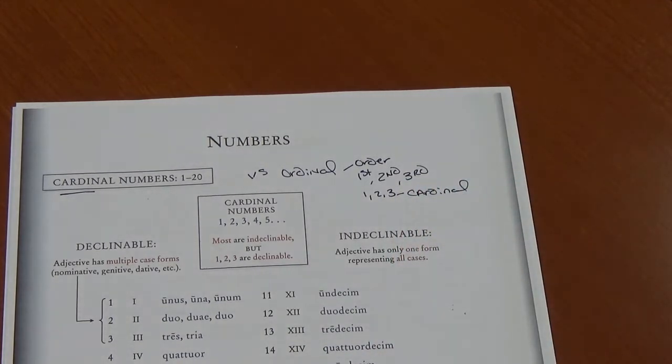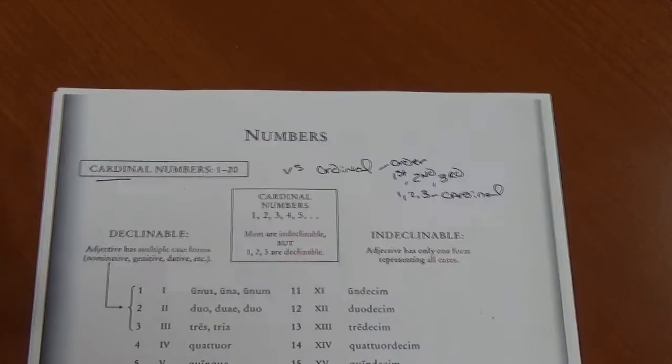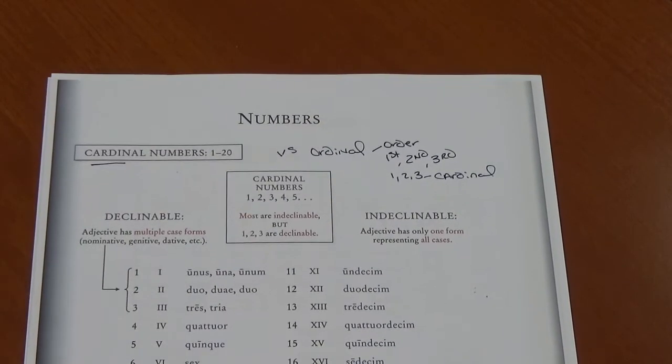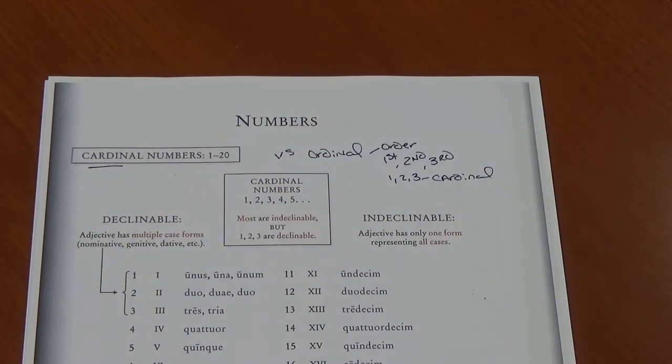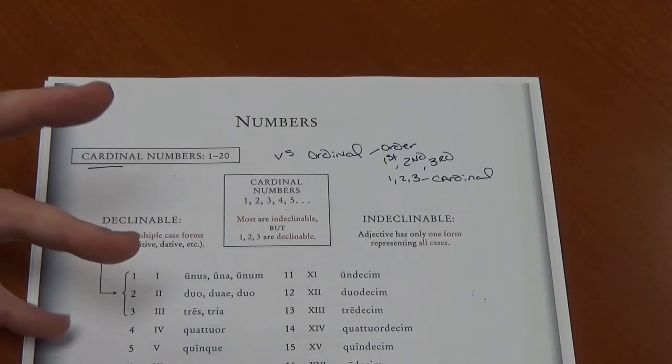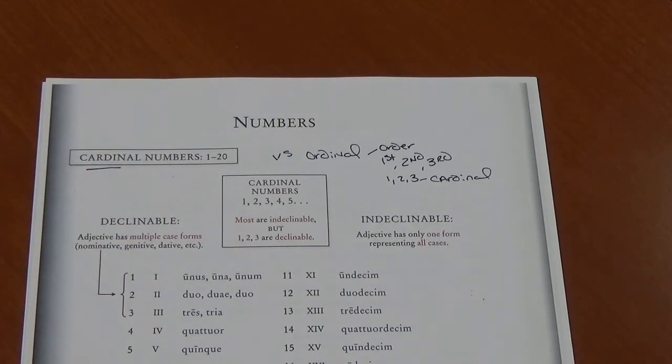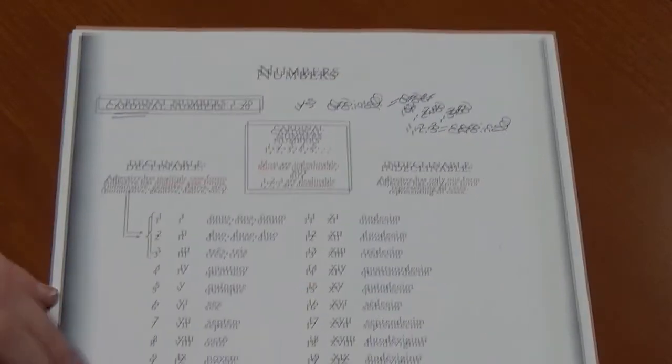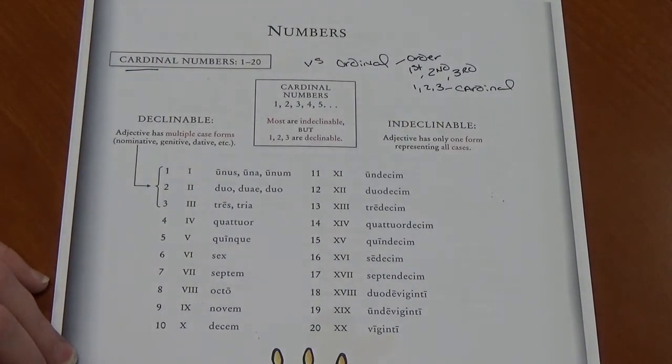I'm going to need to look up the etymological root of cardinal. Ordinal, pretty obvious. Cardinal, I can't remember off the top of my head. I'll have to see if I can find that. Now, most cardinal numbers are indeclinable. They're nouns that stand on their own. Ordinal numbers, because you have first place, first chair, first teacher, those are more like an adjective, so those are generally declined. But for cardinal, 1, 2, and 3 are really the only declinable ones.